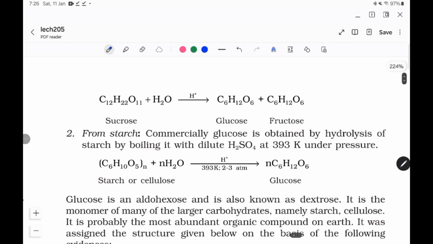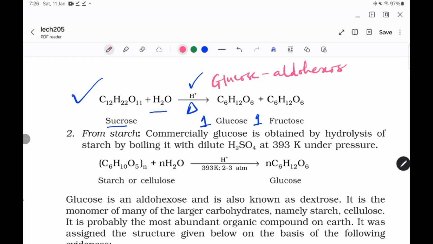It's very simple. So here we have C12H22O11, sucrose. Boiling it in water in the presence of concentrated H2SO4 will give you one molecule of glucose and one molecule of fructose. That means we will get both of them in the same amount. So this is the reaction, and one of them is glucose, that is, aldohexose, and the other one is its functional isomer, fructose, which is called ketohexose. We've already studied the meaning of the words aldohexose and ketohexose.